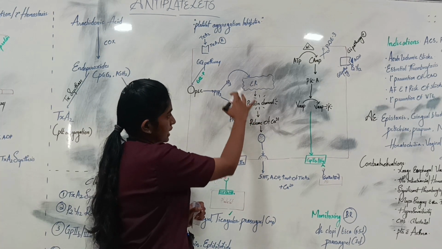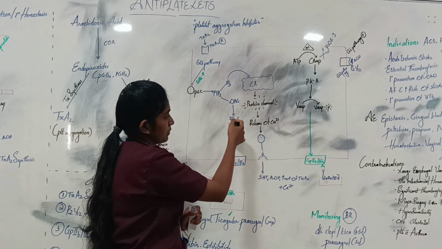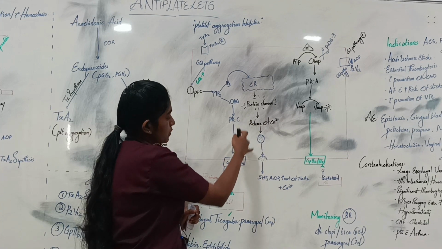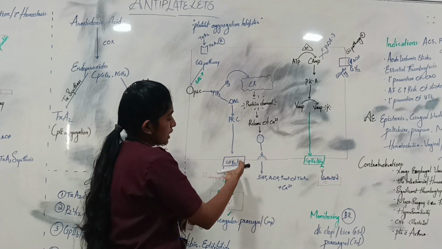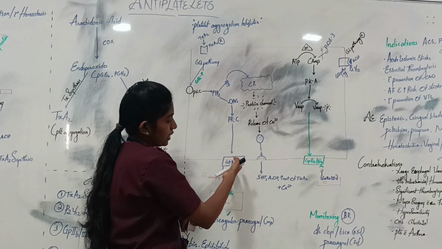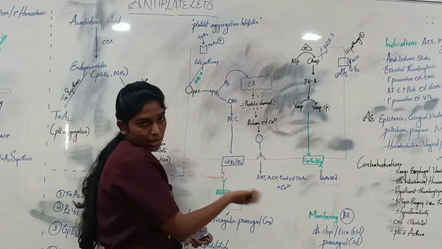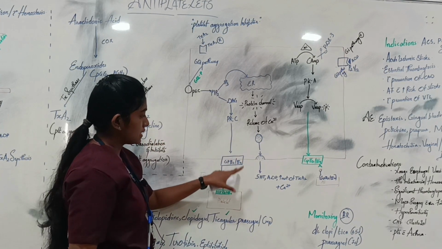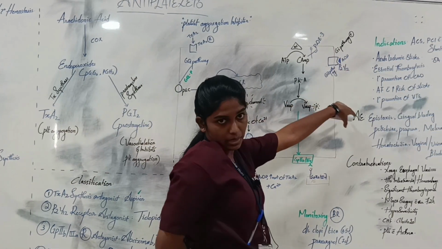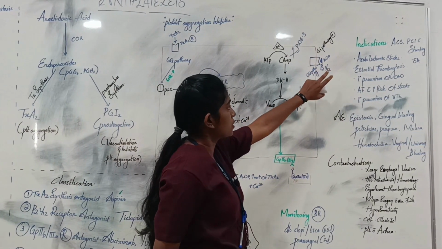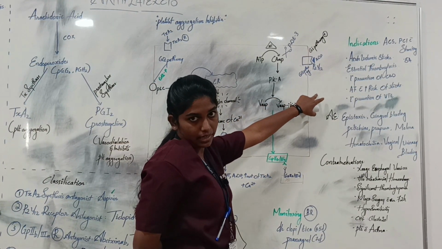Now, in this route, the DAG stimulates protein kinase C, which stimulates GP2B3A. Using this glycoprotein, the platelets attach to one another through a glue called fibrinogen. The same pathway applies when the ADP that is released comes and attaches to the P2Y receptor; the same Gq pathway gets activated.